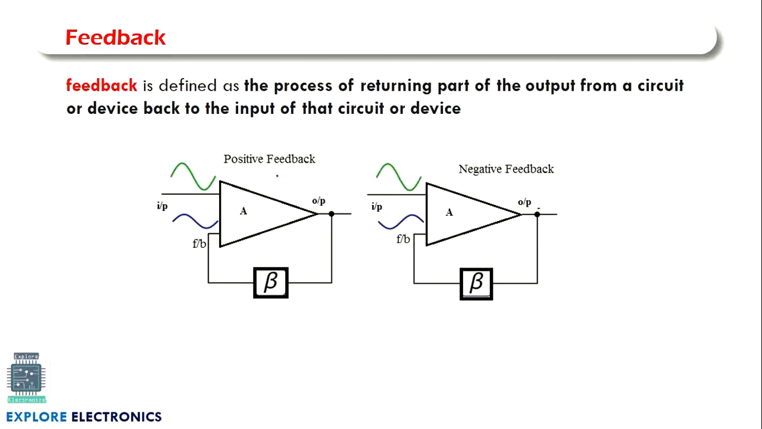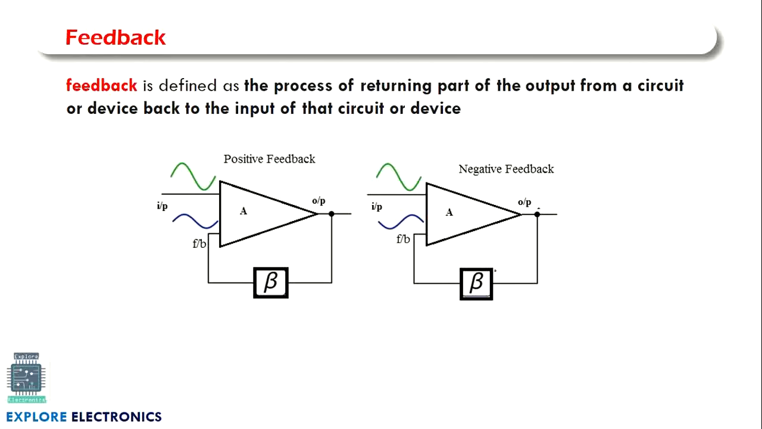In positive feedback, the output is given back through the feedback circuit to the input. The feedback output, the blue wave, is the same as the input signal. If the feedback output is the same as the input signal, we say the feedback circuitry we have used here, the mechanism, is positive feedback.